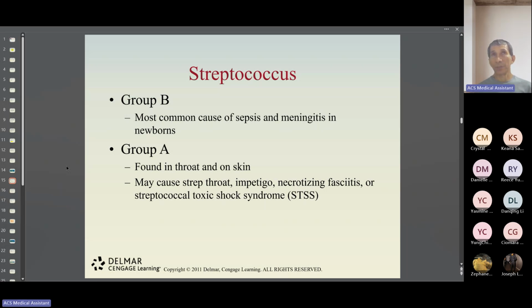So there are two groups. Streptococcus is considered in two groups, Group B, Group A. How do we know that? Well, if you start complaining about sore throat, some skin itching, burning, so then we know that you have Group A. Group B is more serious. So usually it is within the blood flow or within the cerebrospinal fluid. So the liquid that goes through the spinal cord to the brain.